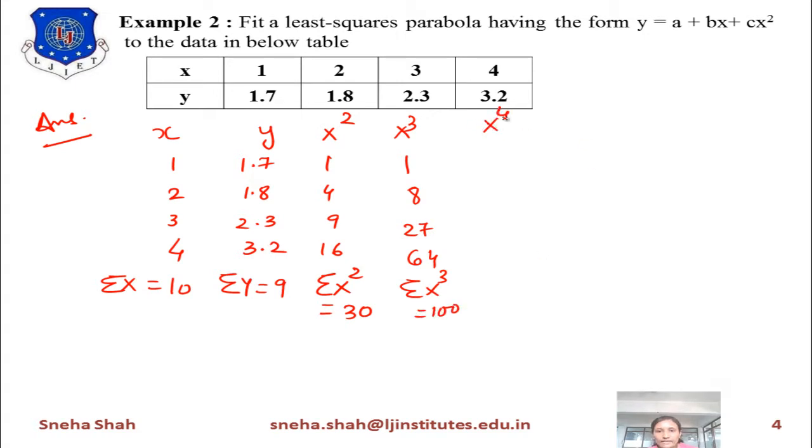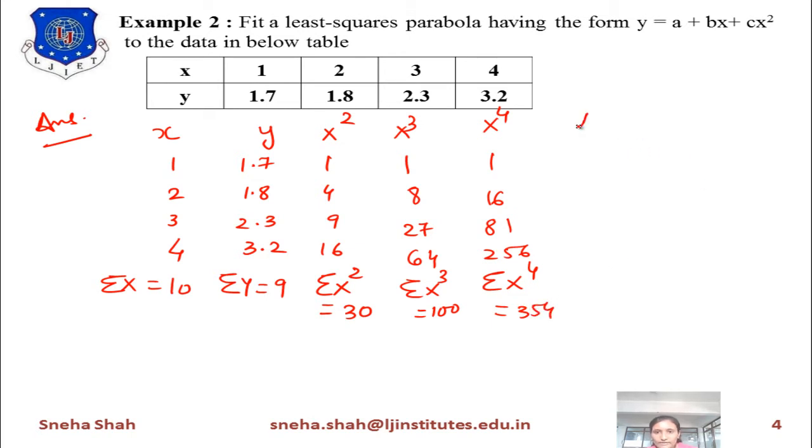Now I will find the value of x raised to 4. The value of x raised to 4 equals 1 raised to 4 is 1, 2 raised to 4 means 16, 3 raised to 4 means 81 and 4 raised to 4 means 256. Now if I add all these terms, it will give you the answer of summation x raised to 4. If I find the sum of all these terms, the answer equals 354.